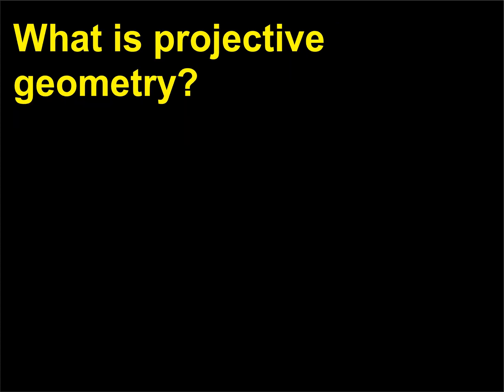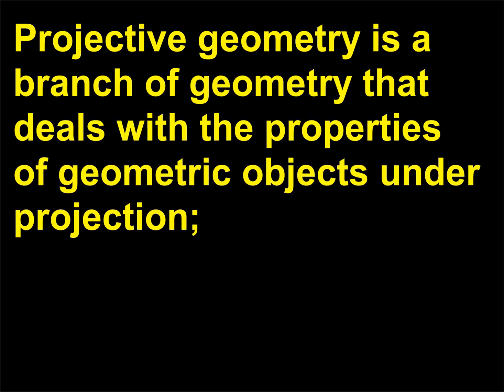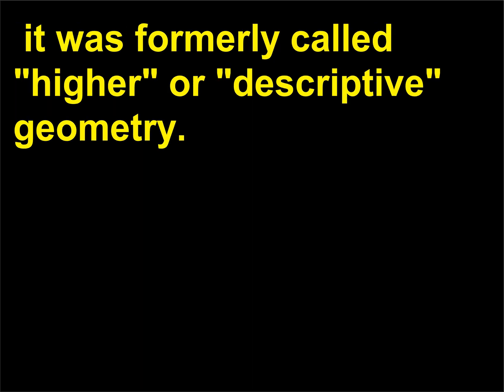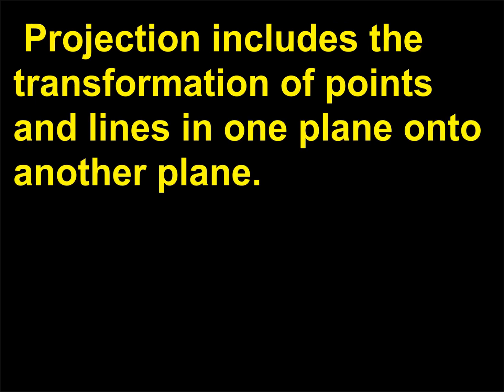What is projective geometry? Projective geometry is a branch of geometry that deals with the properties of geometric objects under projection. It was formerly called higher or descriptive geometry. Projection includes the transformation of points and lines in one plane onto another plane.